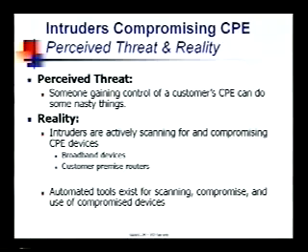So as far as customer premise equipment goes, we have seen, probably within the last year, an increase in intruders actually compromising both routers and broadband devices, cable modem type equipment. The perceived threat of that is when an intruder gets into any kind of device on the internet, they're able to do bad things with it against other sites. The reality is there are tools out there, probably a couple of dozen, that are designed to automatically scan for and compromise both routers and broadband devices.